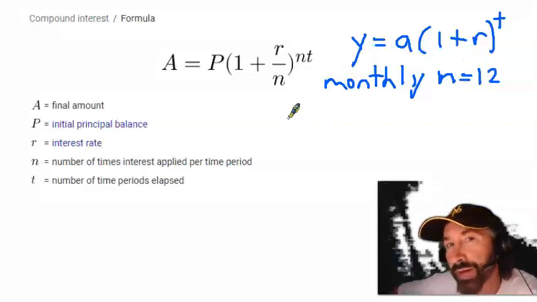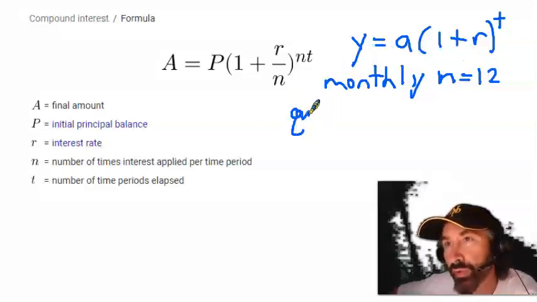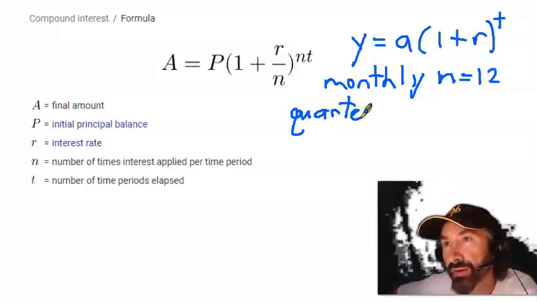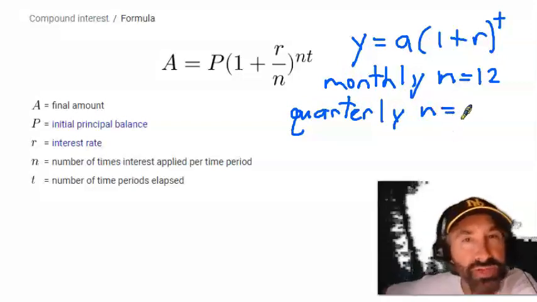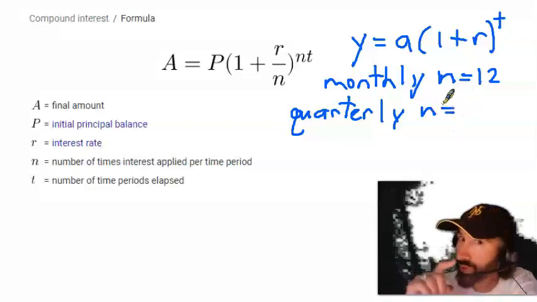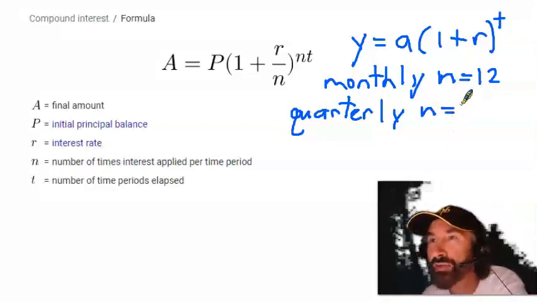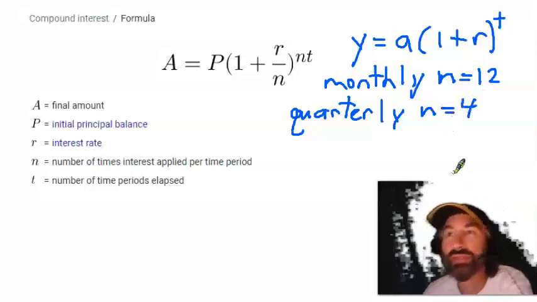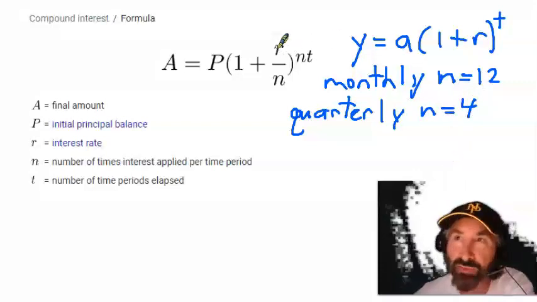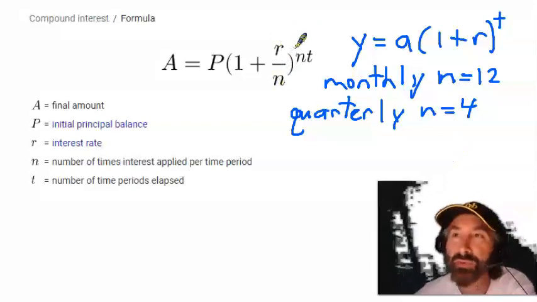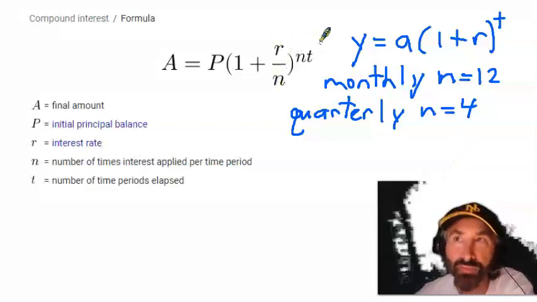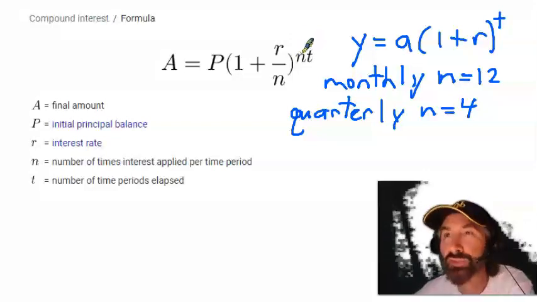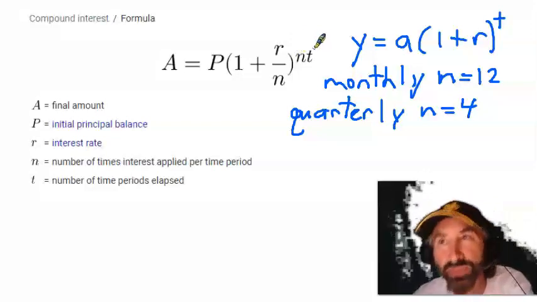If we wanted to compound quarterly, then we would say N is equal to, well, how many quarters are there in a year? I hope you're guessing 4, okay? And if you are, then we would say N equals 4, and I would divide the interest rate by 4, and I would multiply the number of years by 4. So if it was 1 year, I would compound 4 times. If it was 2 years, I would compound 8 times, 4 times 2.